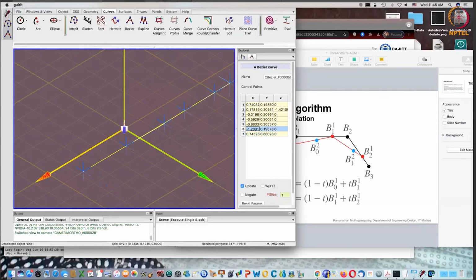I'm just trying to pull the first point or the last point. Let's see whether I can pull that. Okay, now you can see that the straight line is kind of diverging a bit. This can also be explained via the De Casteljau algorithm. Now, if you pull one more point, your entire curve is out.